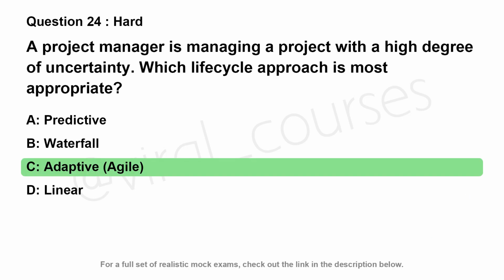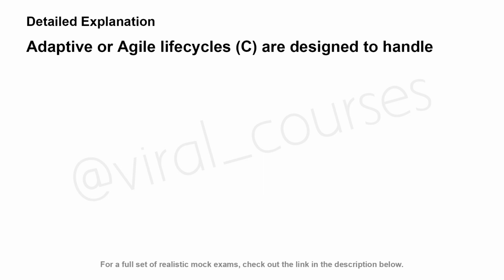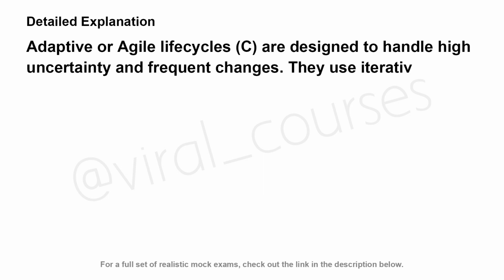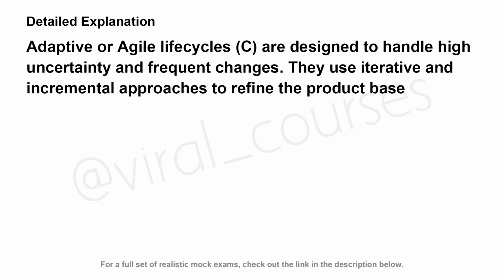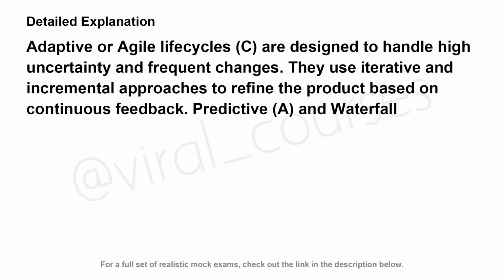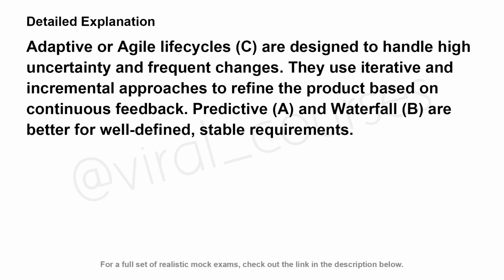The correct answer is C. Adaptive or Agile life cycles, C, are designed to handle high uncertainty and frequent changes. They use iterative and incremental approaches to refine the product based on continuous feedback. Predictive, A, and waterfall, B, are better for well-defined, stable requirements.